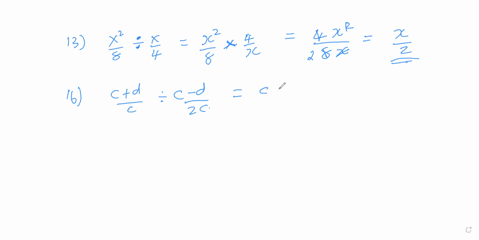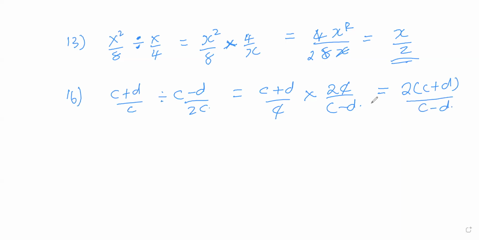So it's c plus d over c times 2c over c minus d. C's cancel each other there, and we are left with 2 times c plus d over c minus d, basically. And that's the simplified form for that expression.